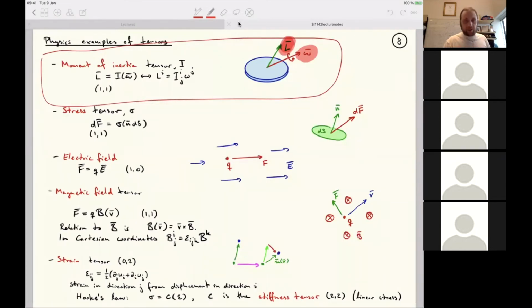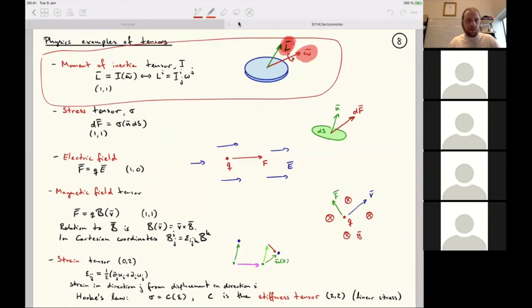And then you have the magnetic field tensor. I mean, you have the magnetic field too, but the magnetic field tensor maps the velocity to a force. So if you have a charged particle moving in a magnetic field, you know that the force is Q times V cross B, and that's a linear function of V, so it's related to a 1, 1 tensor.